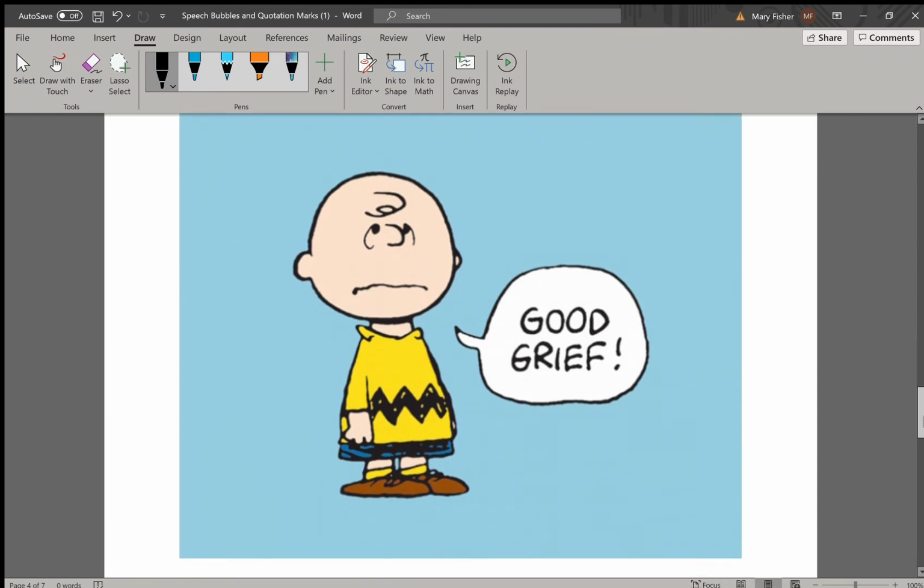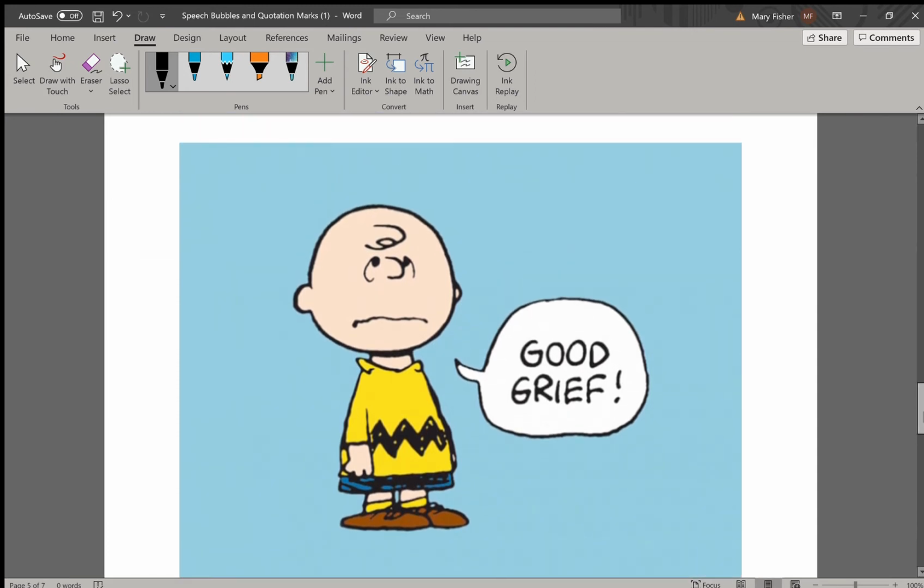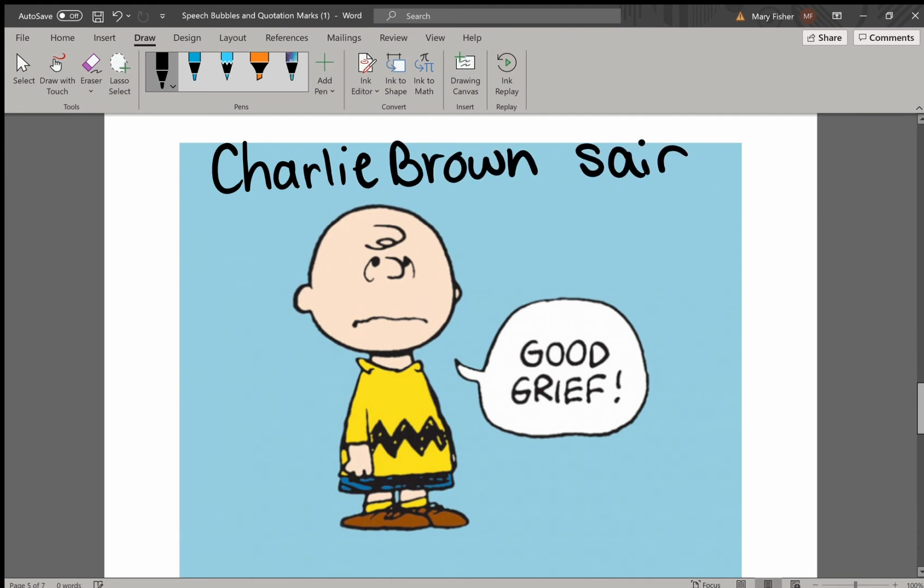So here I've got a picture of silly Charlie Brown, and he's going, good grief, in his speech bubble. So let's say that I was writing a story about this picture. I would say, Charlie Brown said, I'm going to use those quotation marks to put the words from the speech bubble, "good grief," end of quotation. So I'm using what's inside of the speech bubble, but I'm just putting it into a sentence with the quotation marks.